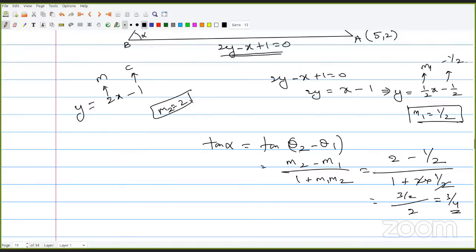So if m1 is greater than m2, then we use m1 minus m2.